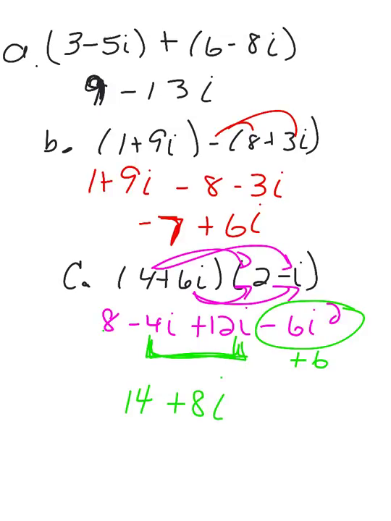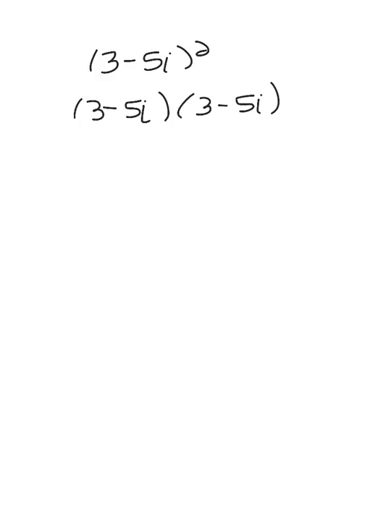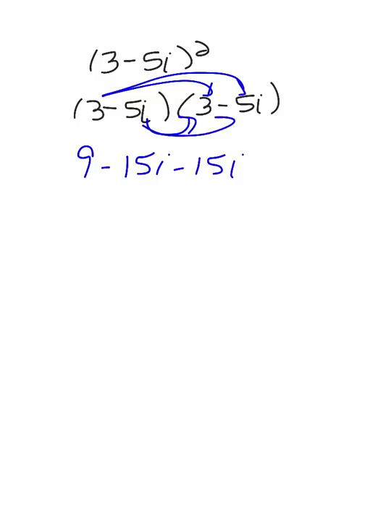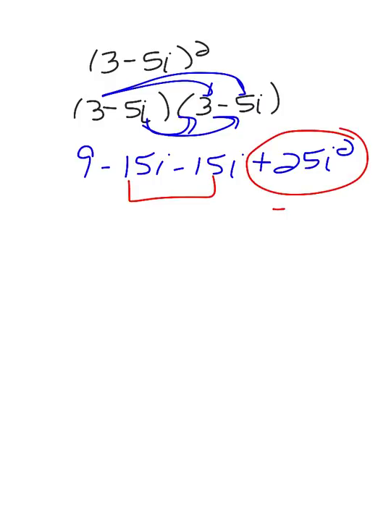All right, so let's take a look at D. All right, so D is 3 minus 5i squared, which is 3 minus 5i times 3 minus 5i. So double distribute. 3 times 3 is 9. 3 times negative 5i is negative 15i. Negative 5i times 3 is negative 15i. Negative 5i times negative 5i is positive 25i squared. So I'm going to combine like terms. This positive 25i squared becomes negative 25. So it's 9 minus 25 is negative 16. Negative 15i is negative 30i.